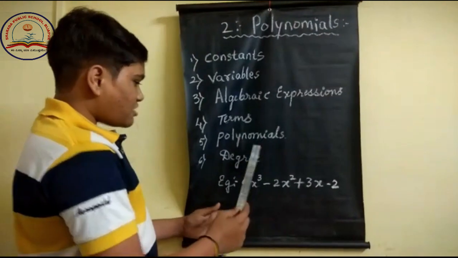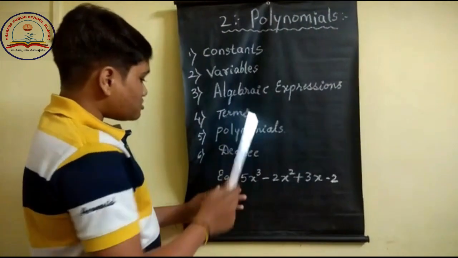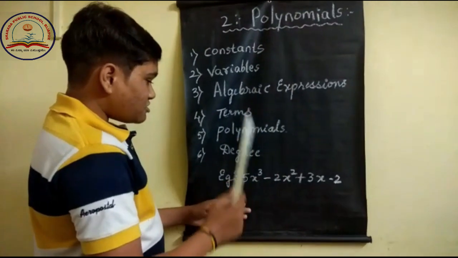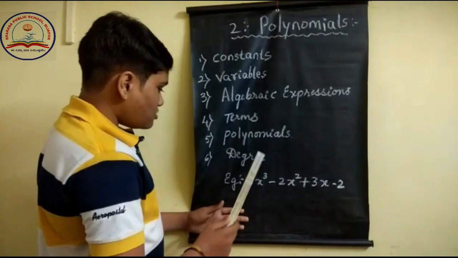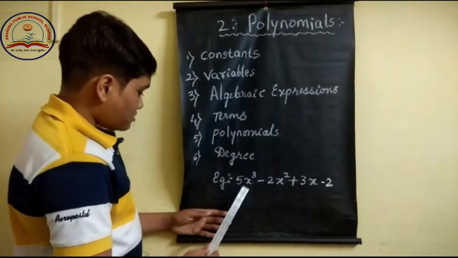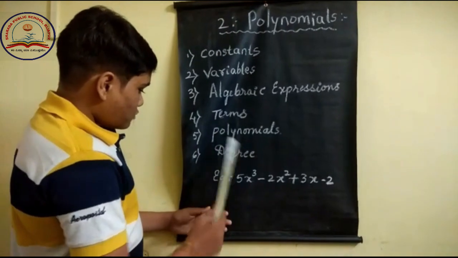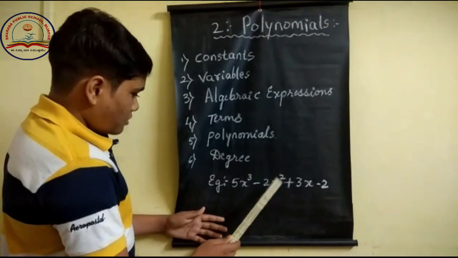Polynomials. An algebraic expression which involves variables and non-negative integral powers is called a polynomial. Degree. In a polynomial in one variable, the highest power is called the degree. For example, x power 3. Here x power 2.